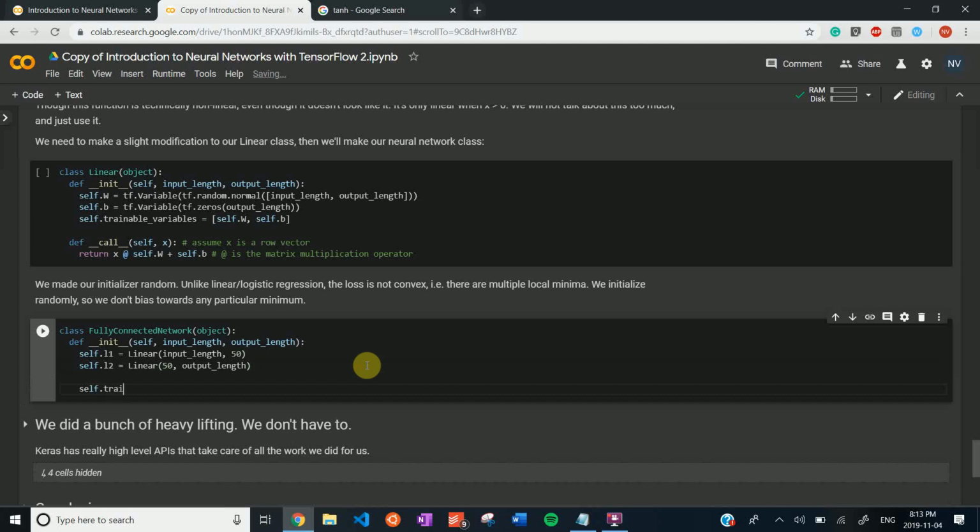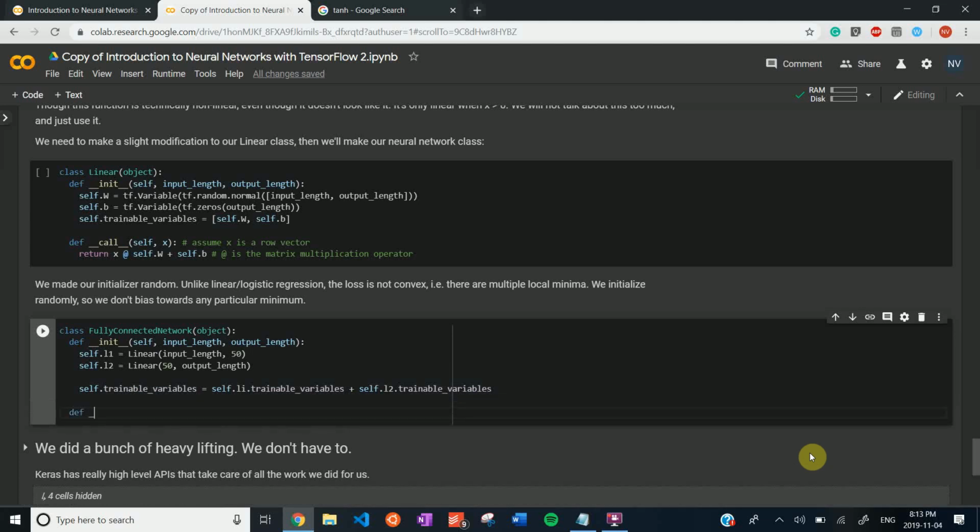We're just going to do the same thing as we did with the linear model. We're going to track our trainable variables. This is just the trainable variables of the first guy plus the second. For those of you that don't know, each one of these is a list, and in Python, the plus operator concatenates the two lists. Now this trainable variables property is just 4 TF variables that we're working with.